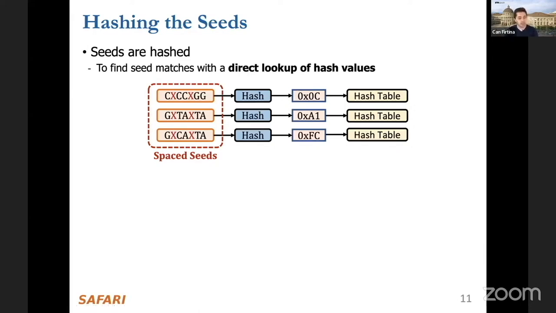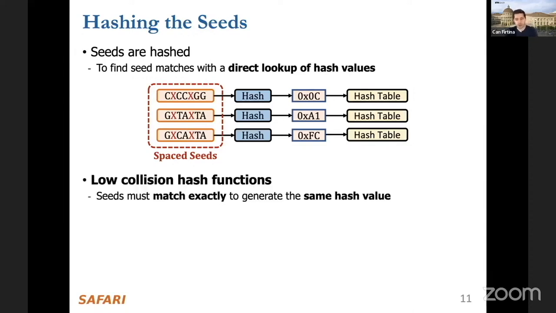And this ensures that we're always within a particular space budget when we're storing these strings in the hash table. The main benefit of using hash tables is, as I said, that we can find the matches between hash values very efficiently with a direct lookup. And to do so, low collision hash functions are mainly used. This means that seeds must exactly match to generate the same hash value.